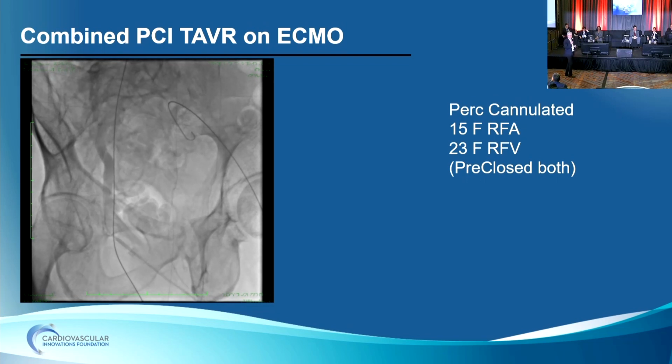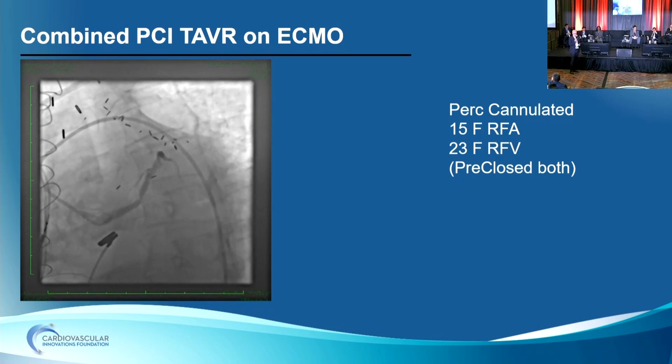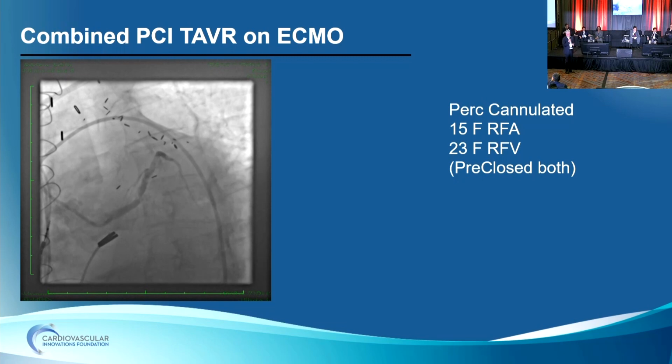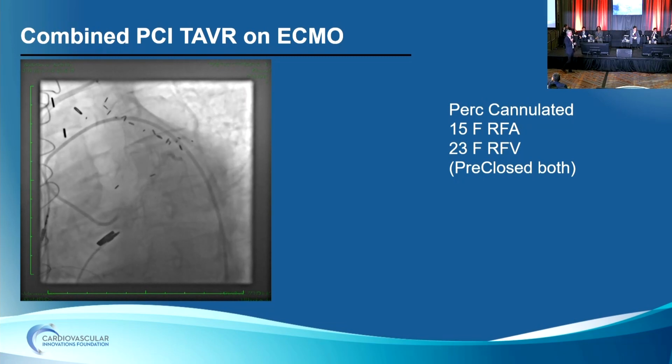So we pre-cannulated the patient. We stick both sides, pre-close both sides, put a 15 French cannula in the right femoral artery, or sorry, I meant left, and a 23 French left cannula, and then we go up. And I took this first shot.